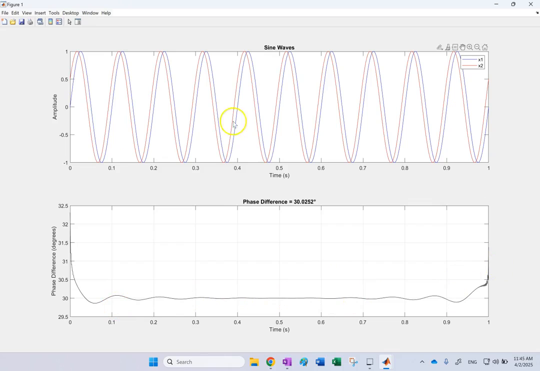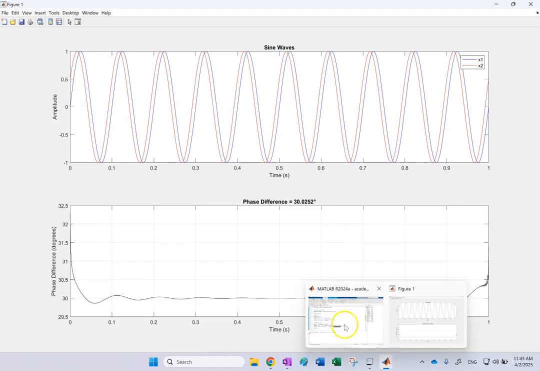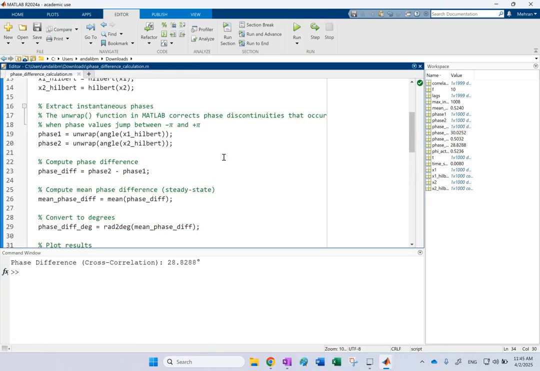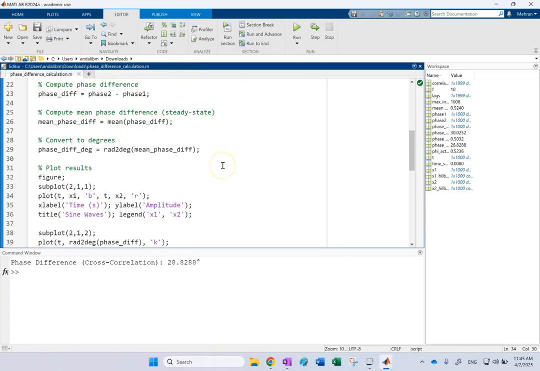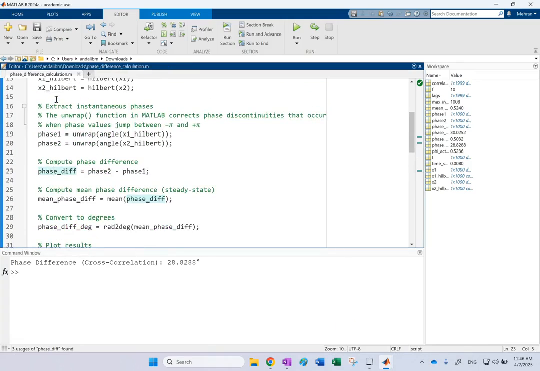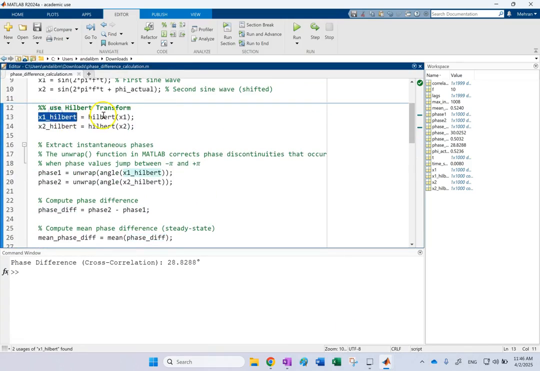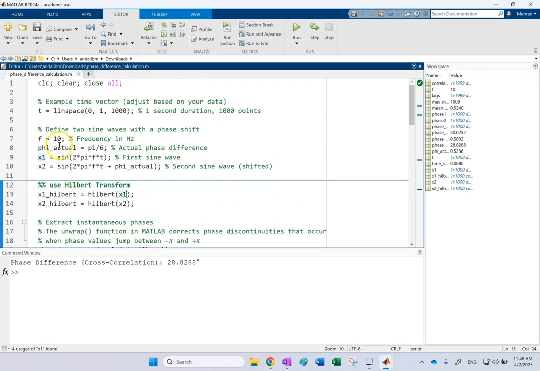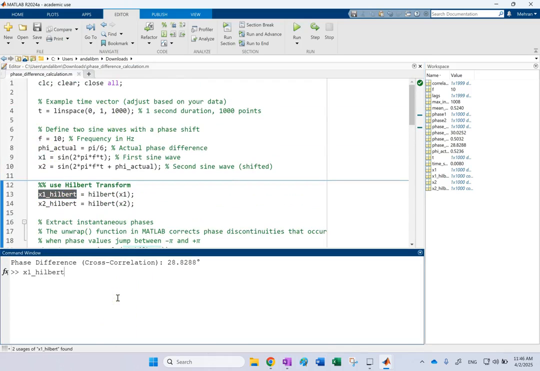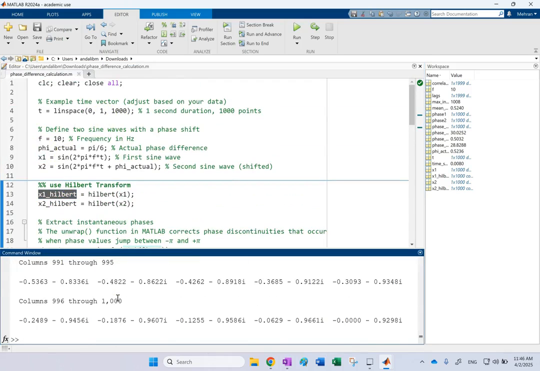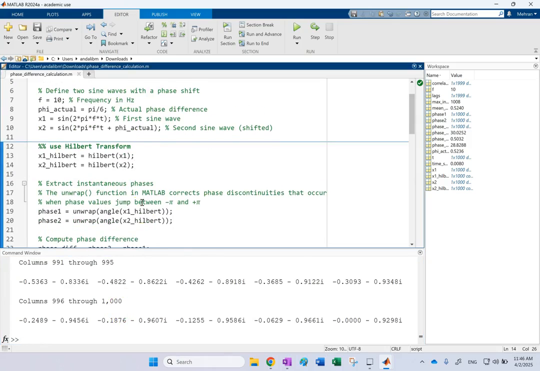And if you take the average of these values, the phase difference average that it calculated is 30.02 degrees, which is very, very close to pi over 6. So it did a very great job, and it could find them just by doing the Hilbert transform. Now here, x1 is a real data signal, but if you look at x1 Hilbert, you see that they are all complex numbers. So it does calculate the Hilbert transform numerically.